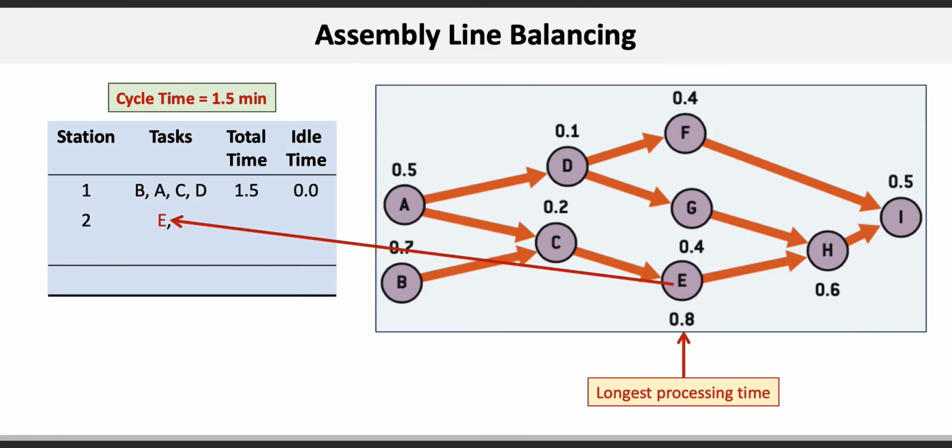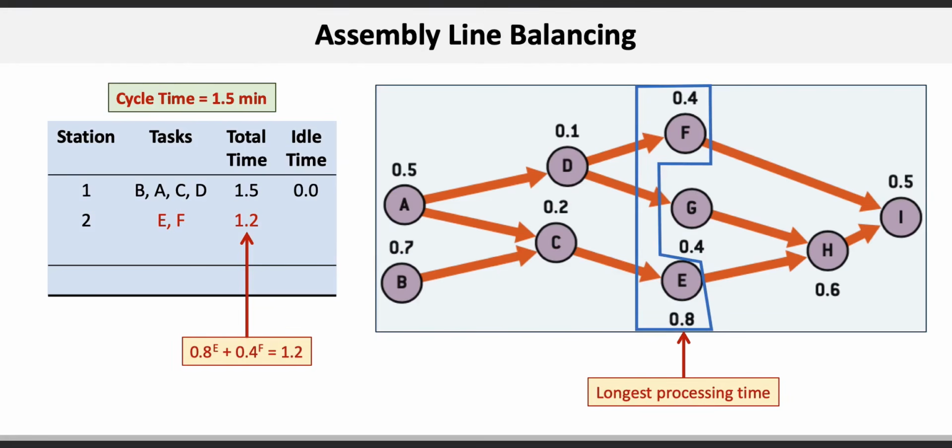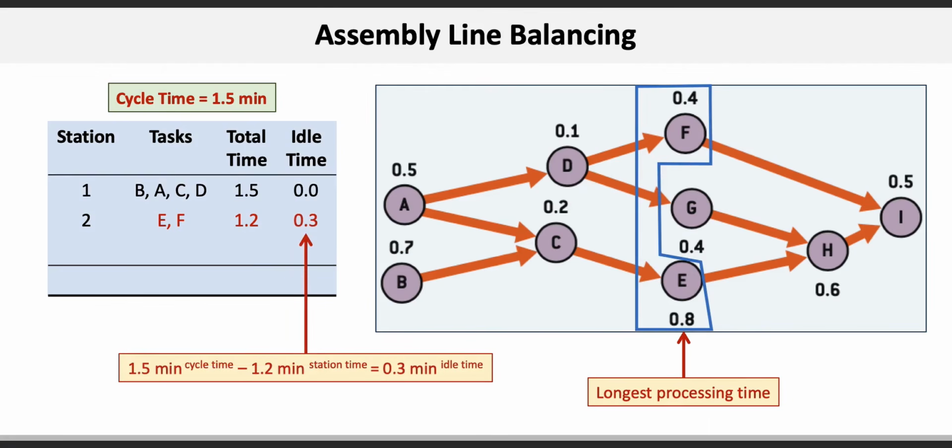Continuing on with the sequence of tasks, of the remaining tasks, E has the next highest processing time of 0.8 minutes. So we now look to combine any other tasks to achieve a workstation time as close to 1.5 minutes as we can. Since tasks F and G are both 0.4 minutes each, we could go with either one, but not both, since 3 tasks would exceed the cycle time. Let's go with task F, resulting in a workstation time of 1.2 minutes, made up of 0.8 E plus 0.4 F. The idle time for this workstation is the cycle time of 1.5 minutes less the workstation time of 1.2 minutes, which equals 0.3 minutes.